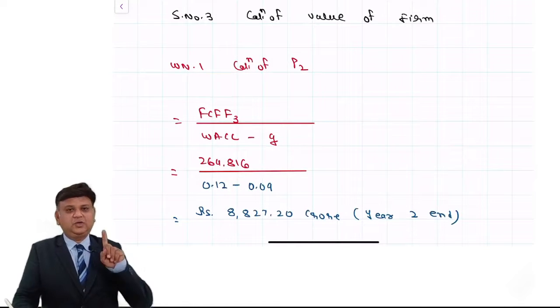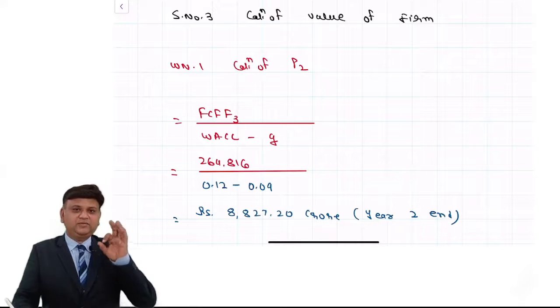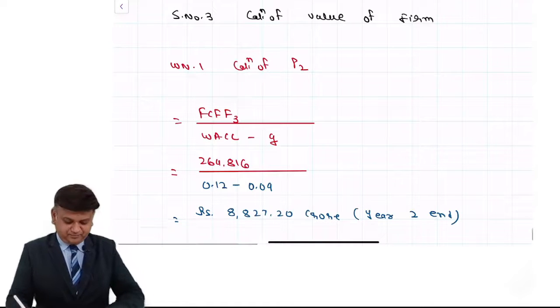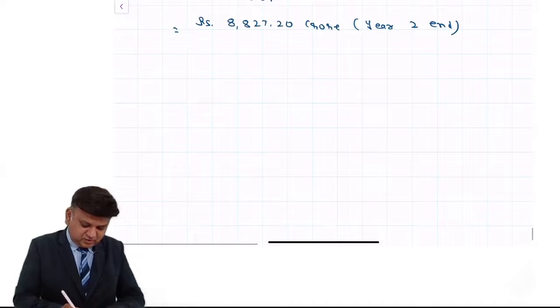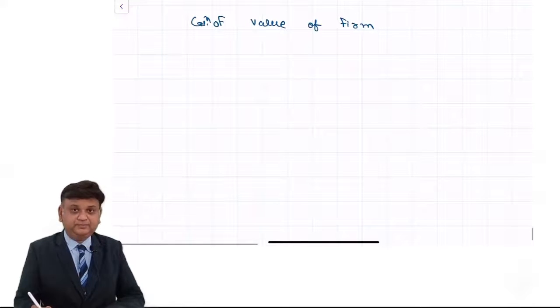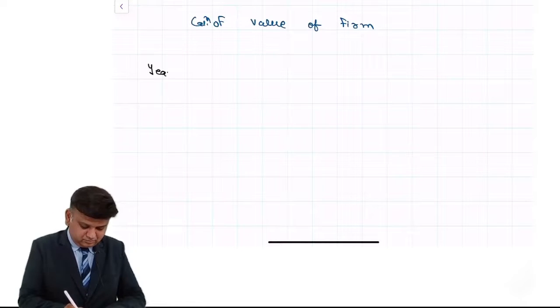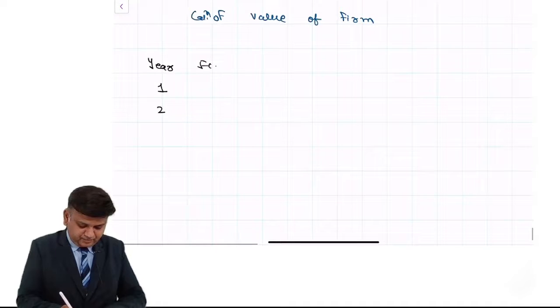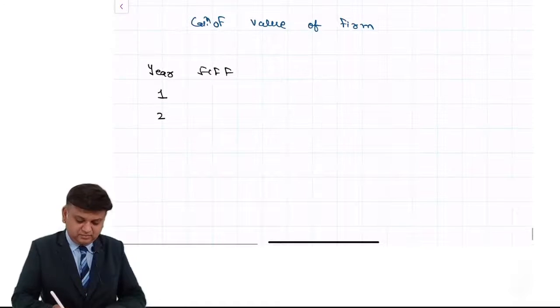That's it. You have got the first year cash flow, you have got the second year cash flow, you have got the P2. All of them will be discounted to year 0, and that is the way value of the firm can be calculated. So let us answer the calculation of value of the firm. It is first year, it is second year. Free cash flow for the firm. Weighted average cost of capital.